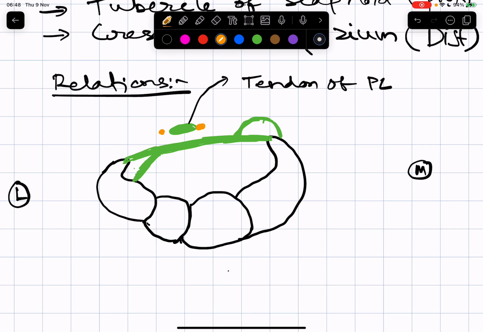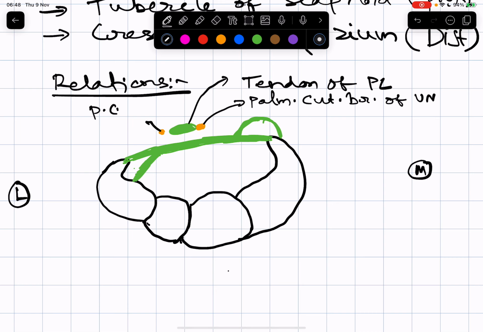So what are these two nerves? Medial one is the palmar cutaneous branch, this one right here. This is the palmar cutaneous branch of ulnar nerve, and this one right here is the palmar cutaneous branch of the median nerve. Those are cutaneous branches going to supply the skin of the hollow of the palm and a little bit of the concavity of the palm on the ventral surface.